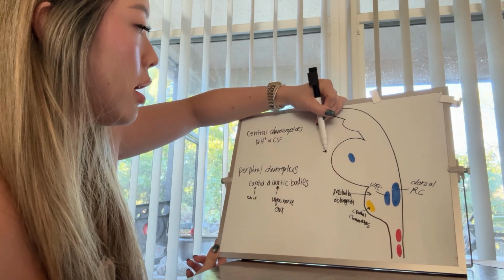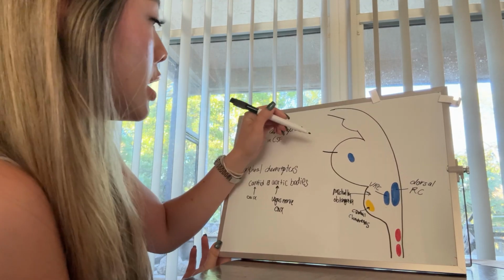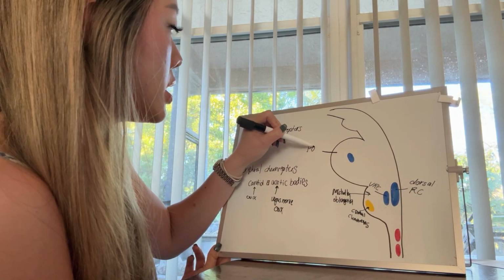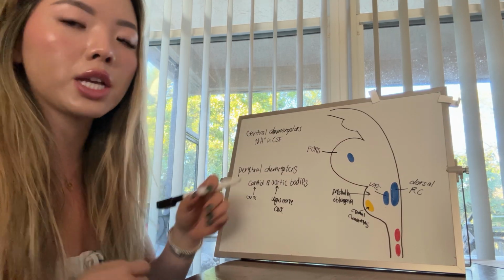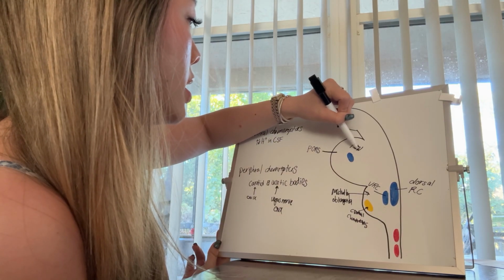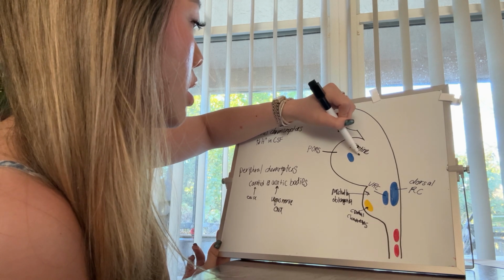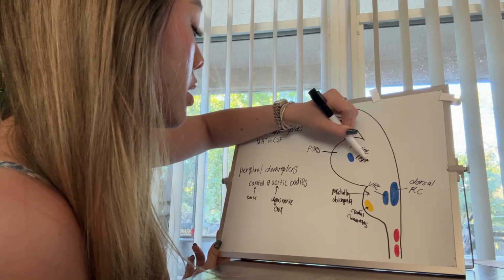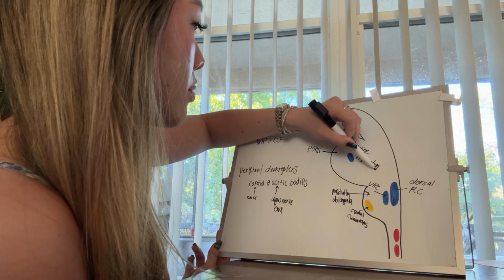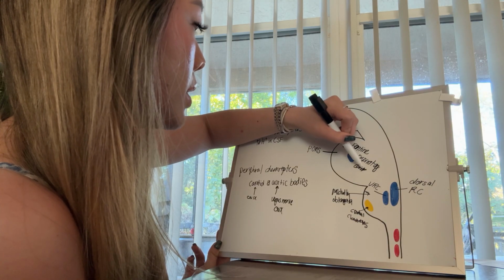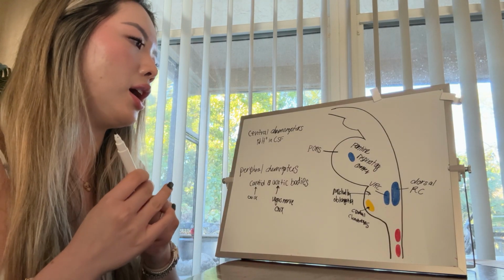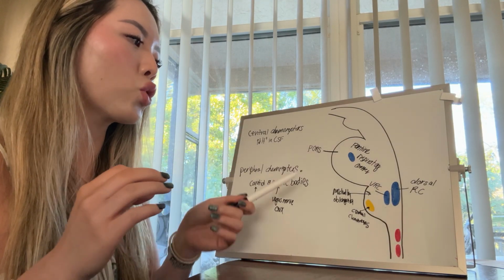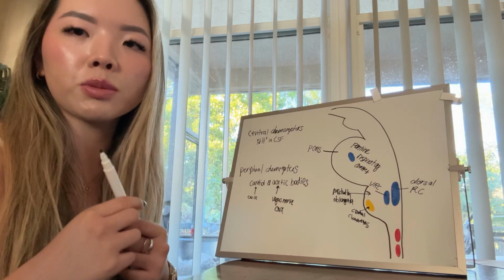In this part of the brainstem, this is called the pons. The pons holds the final respiratory center known as the pontine respiratory center. And the pontine respiratory center regulates both the dorsal and the ventral respiratory center.